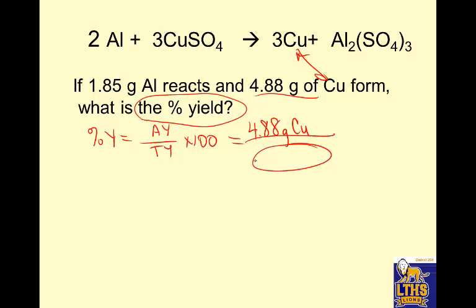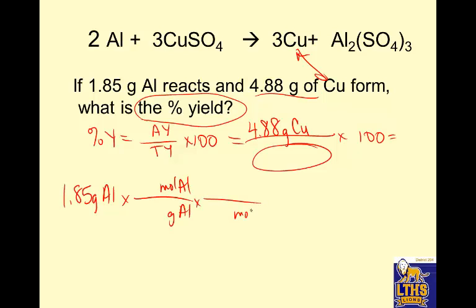So now we need a theoretical yield. Well, we have to do stoichiometry to get that. So we need to say, all right, I'm starting with 1.85 grams of aluminum. I need to change grams of aluminum into moles of aluminum. I need to change moles of aluminum into moles of copper. I need to change moles of copper into grams of copper. And this is going to be, if all 1.85 grams react, how much copper should come out?